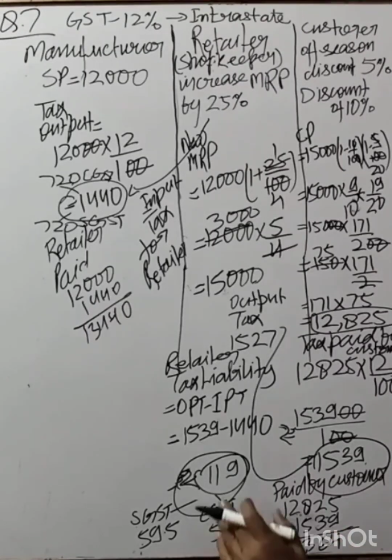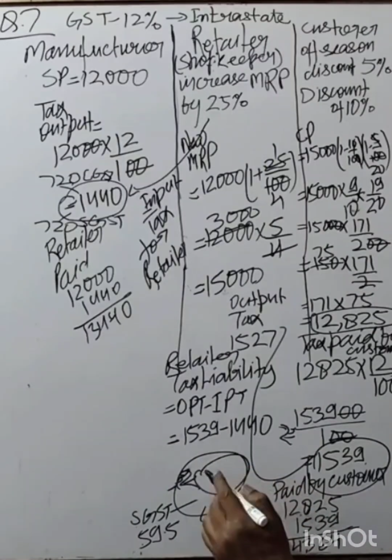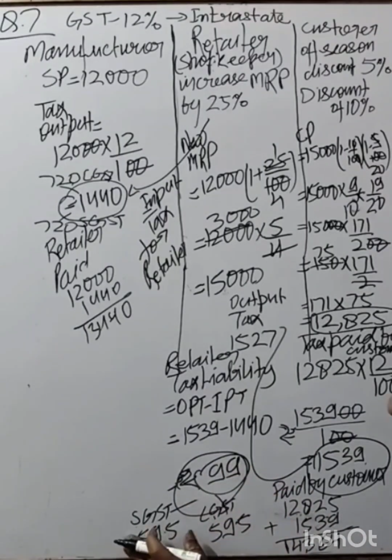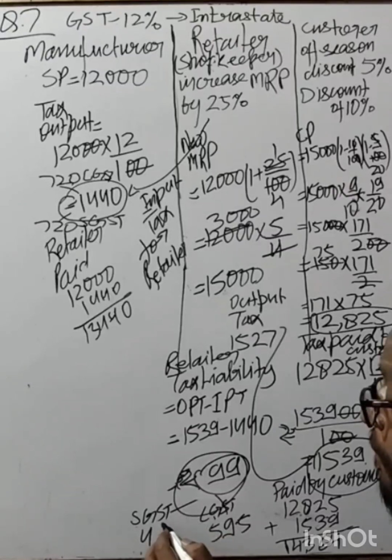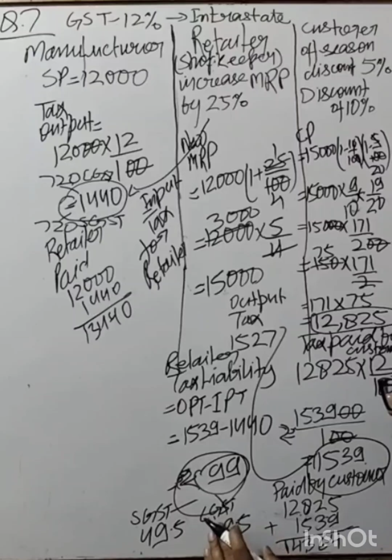It's 99. When it is 99, so 4, 9, 49.5. So he will also pay 49.5 CGST.